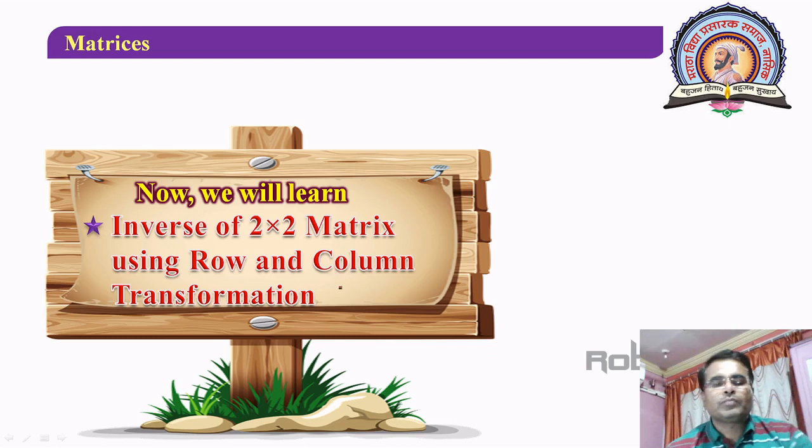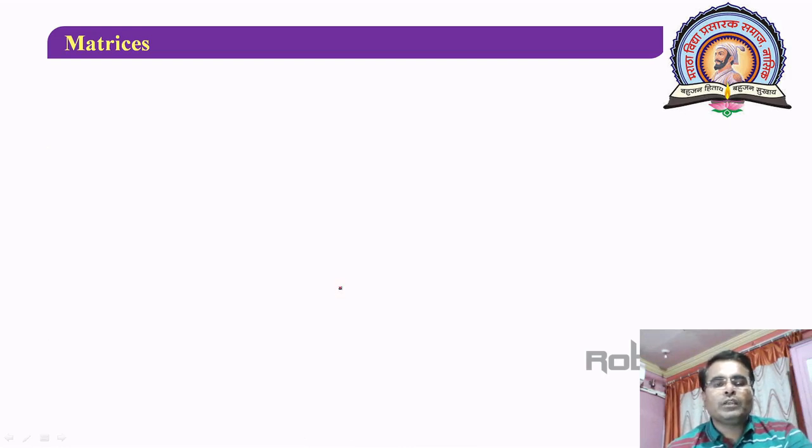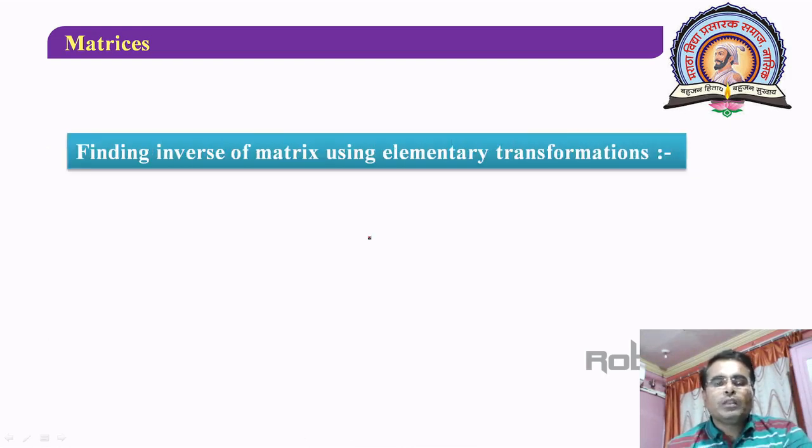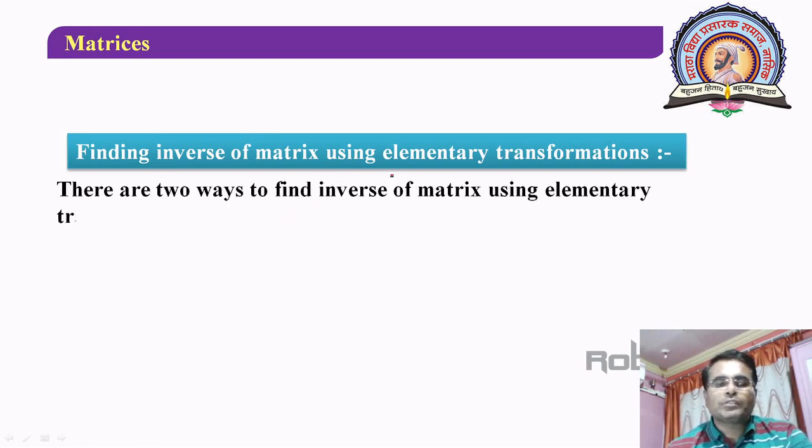So let us start with the inverse of a matrix using elementary row transformations. Now, for finding the inverse of a matrix using elementary transformations, we have to keep some important things in mind. There are 2 ways to find the inverse of a matrix using elementary transformations.